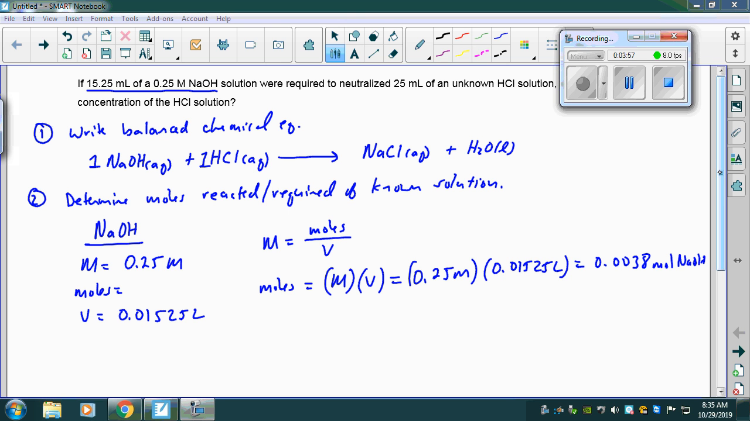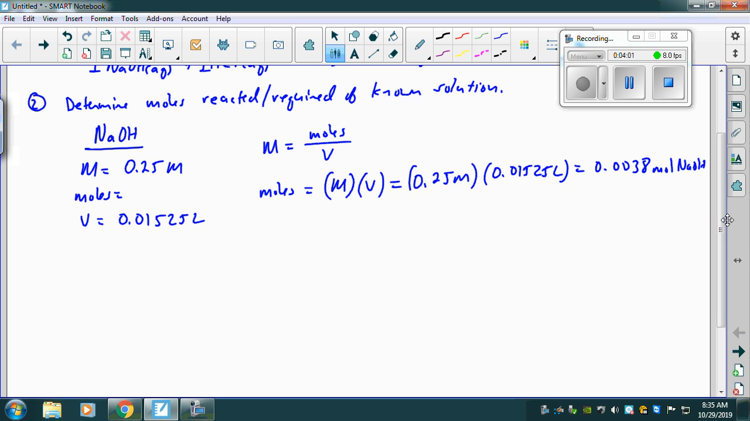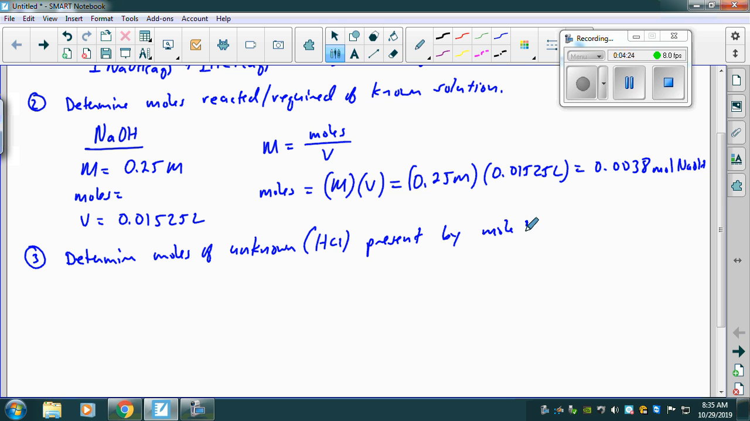What that means is that many moles of sodium hydroxide were necessary to react with the moles of HCl present. And now that I've got that, the third thing that I can do is determine moles of unknown, in this case HCl, present by mole to mole conversion.